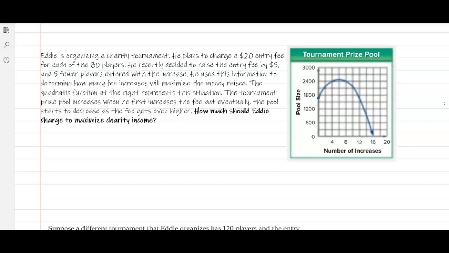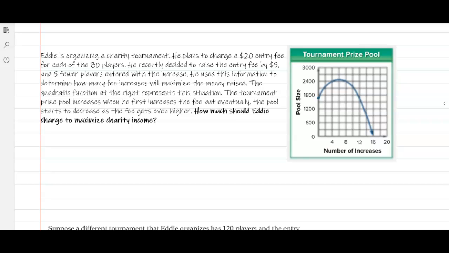He decided that he thinks he could make a little bit more money by raising the entry fee by $5. But when he does that, 5 fewer people enter. But he still made more money, even with a few less people entering. That was after 1 increase. After 2 increases, he made more money. 3 increases, more money. 4 increases, more money. All the way up until he got to about 6 increases. And then it wasn't worth it. He was charging too much. People weren't wanting to enter this tournament.